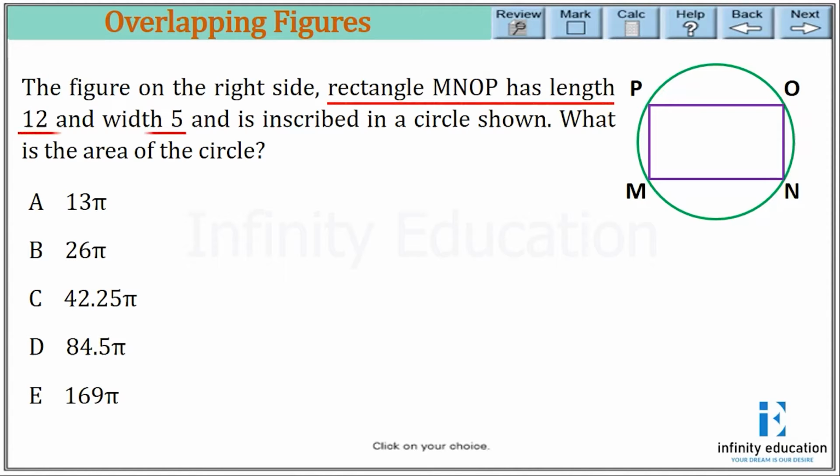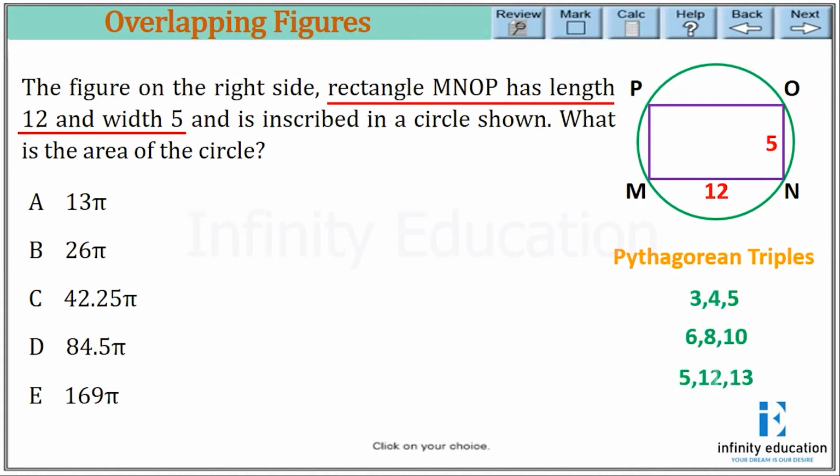It is given that rectangle MNOP has a length of 12 and width 5. So MN is 12 and the width ON is 5, and obviously PM and PO are 5 and 12 respectively. Now we know the Pythagorean triples are 3, 4, 5; 6, 8, 10; and 5, 12, 13. So if MN is 12 and ON is 5, MO has to be 13, because angle ONM is a right angle.